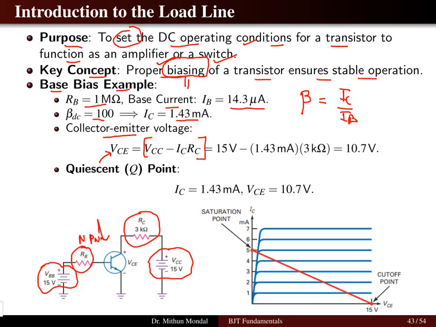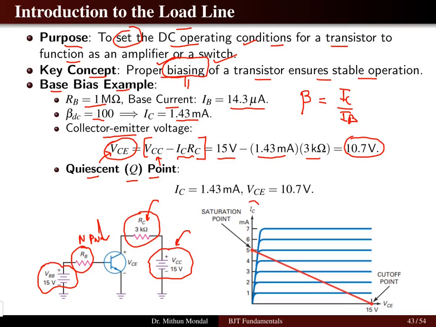So we have the supply voltage VCC minus the drop that you have, IC into RC. Since the current in the collector is 1.43 milliampere and the resistor of the collector is 3 kilo ohms, and the supply voltage is 15 volt, we get the collector to emitter voltage as 10.7 volt. So we have to find one point which is known as the Q point or the quiescent point in the load line. And how do we get it?